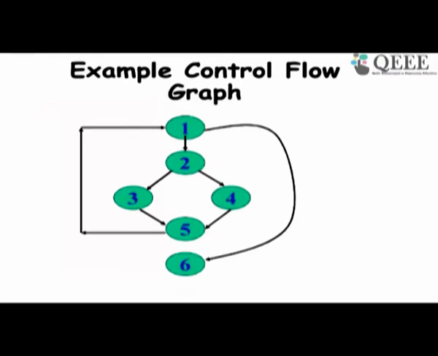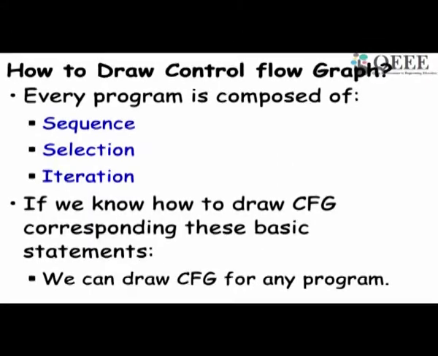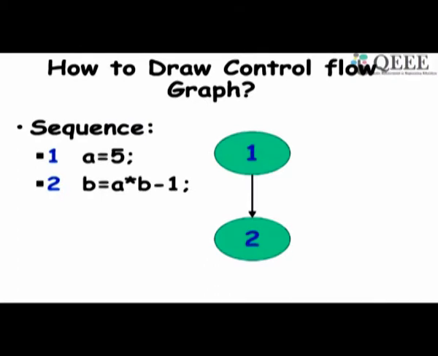So let's see how the basic types of statements are represented in a control flow graph. Then, given any program, we can find the representation for the different statements, and then we will be able to draw the graph. So any program consists of three types of statements: sequence, selection, and iteration. Sequence: when one statement is executed, immediately after that the subsequent statement is executed. The immediately succeeding statement is executed as soon as the first one completes.